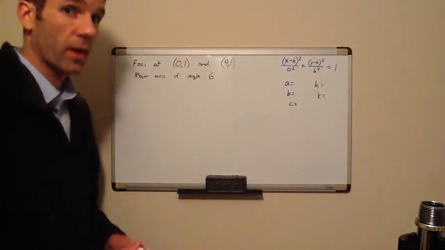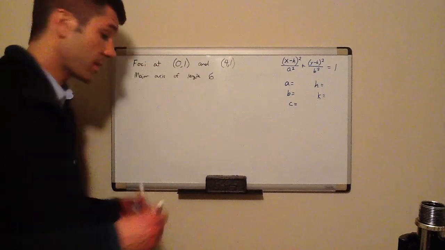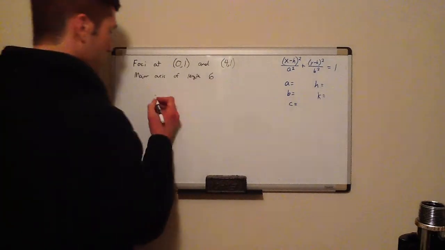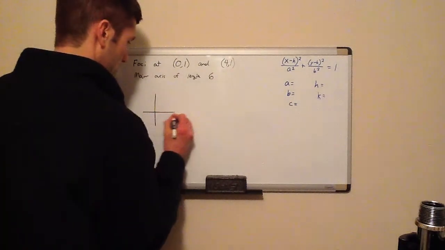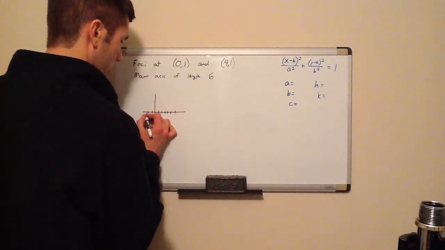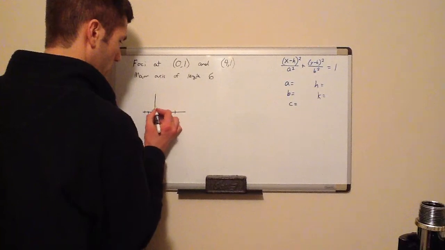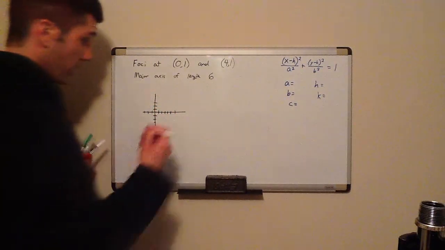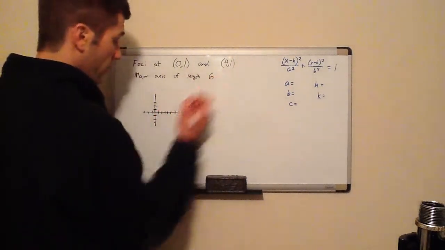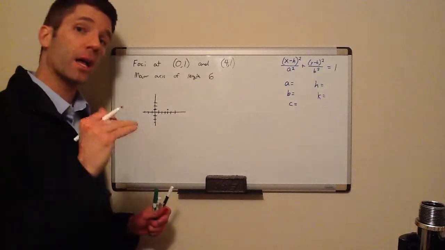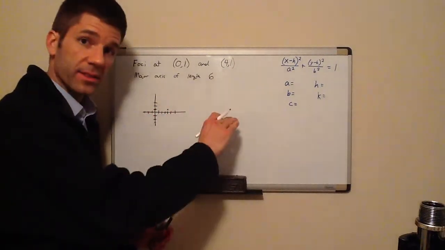So what would really help is having a picture of this. So let's just sketch a graph. It doesn't have to be perfect and it doesn't have to be pretty, but it will help us get a visual. So let's draw it. 1, 2, 3, 4, 5, 6. 1, 2, 3, 1, 2, 3, 1, 2, 3. So we have foci at (0, 1). So here's a point. And at (4, 1). And the foci lie along the major axis.